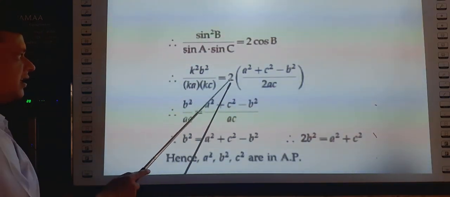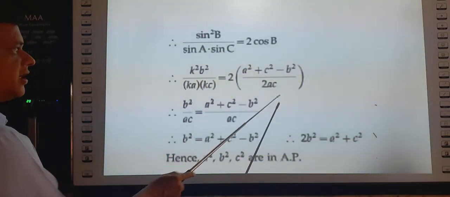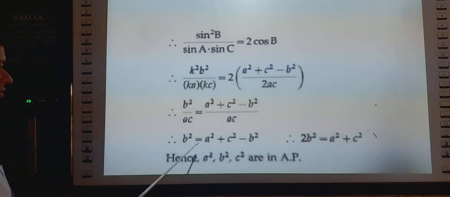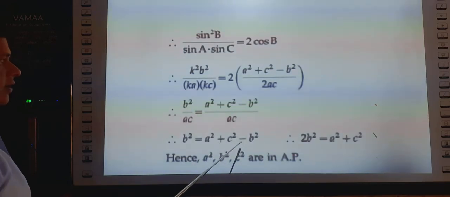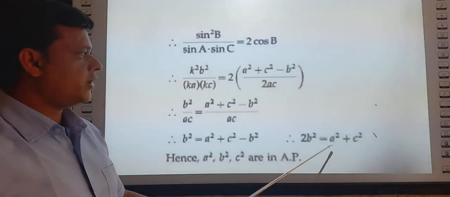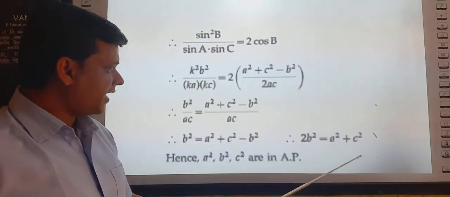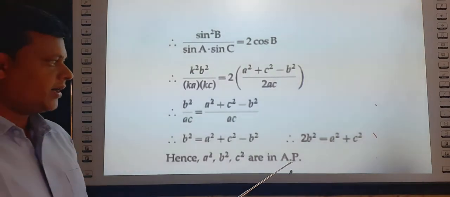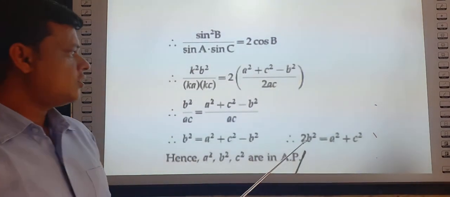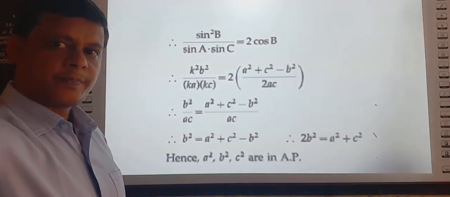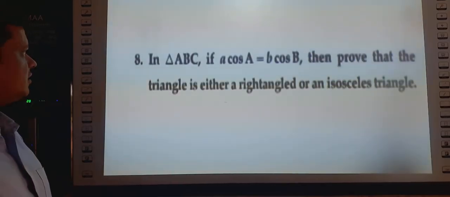Now after cancelling the remaining ac with this ac, we get b square equal to a square plus c square minus b square, which we write as 2b square equals a square plus c square. That means we have to show a square, b square, c square in arithmetic progression, that is, to show twice b square equals a square plus c square.